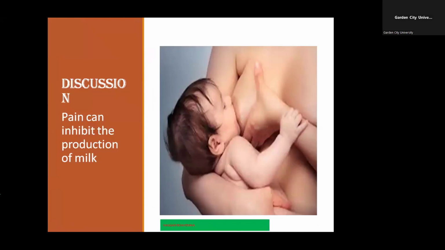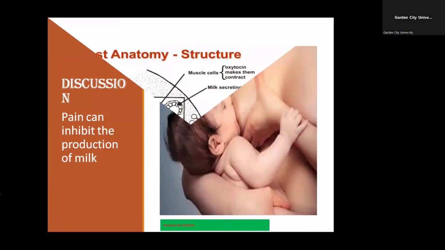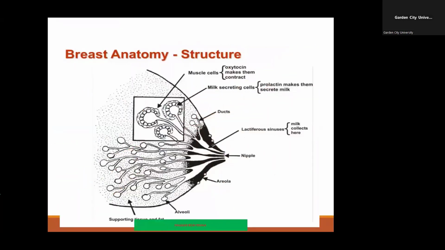Okay, so we have pain can inhibit the production of milk. Remember, now we understand the physiology. I was asking what is the role. Anytime you look at the physiology, it's all about the brain, the hypothalamus, and under it we have the pituitary gland, anterior and posterior, all working together. So psychologically, it's about the brain, which is functioning.